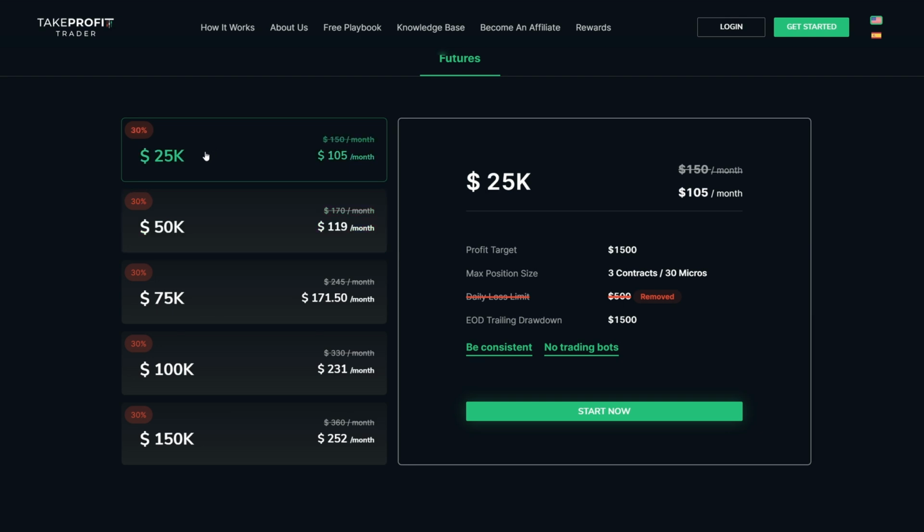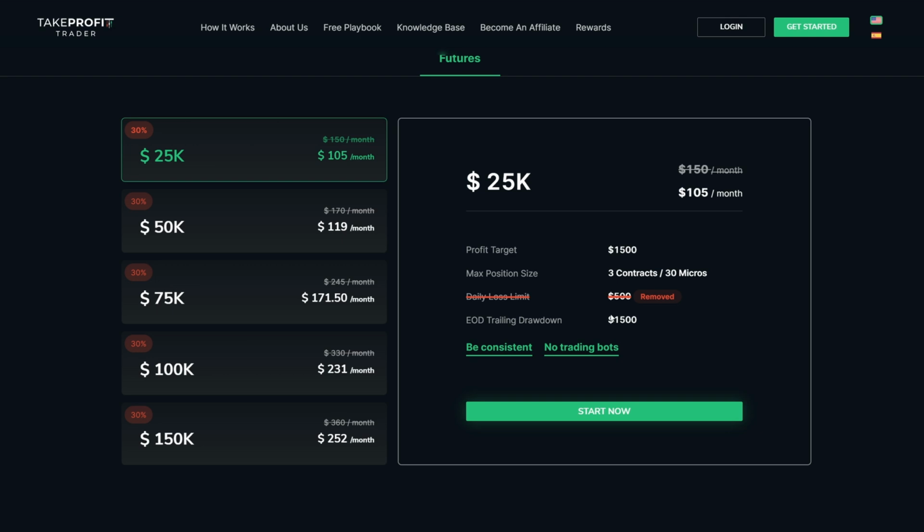Let's start off with a 25K account. Here's why this account is so appealing to a lot of traders. When we look at the ratio, it actually makes a lot of sense. Notice our profit target is $1,500. Also, the end of the day trailing drawdown is also $1,500. So that means we essentially get a 1-to-1 risk to reward ratio. The 25K accounts are very easy accounts to pass.